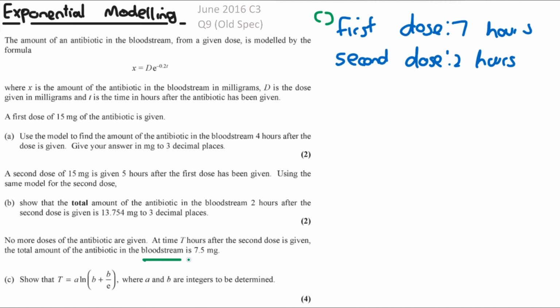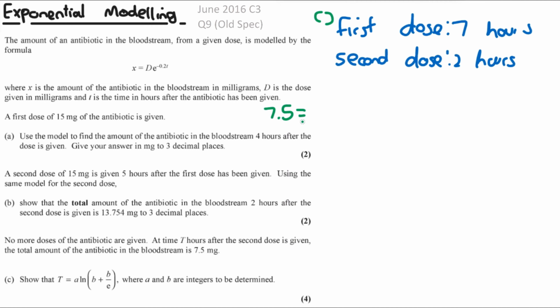So for part C, we're told that at time t hours after the second dose is given, the total amount of antibiotic in the bloodstream is 7.5 milligrams. And we need to show that t is equal to this expression here, and we need to find the value of A and B. So what we're going to have to do is create an equation considering both the first dose and the second dose. And the way that we can do this, so first of all, this is going to be equal to 7.5.